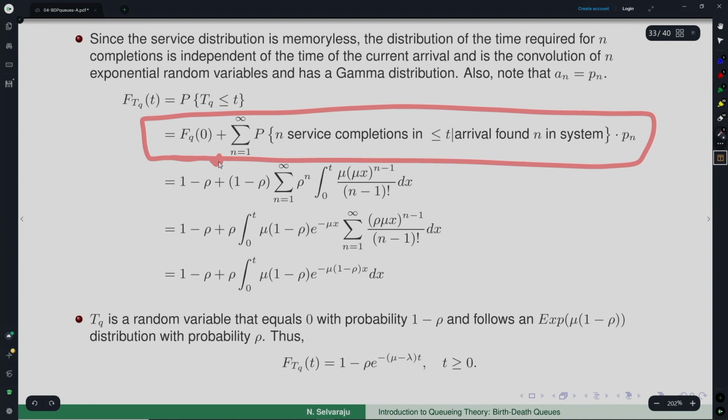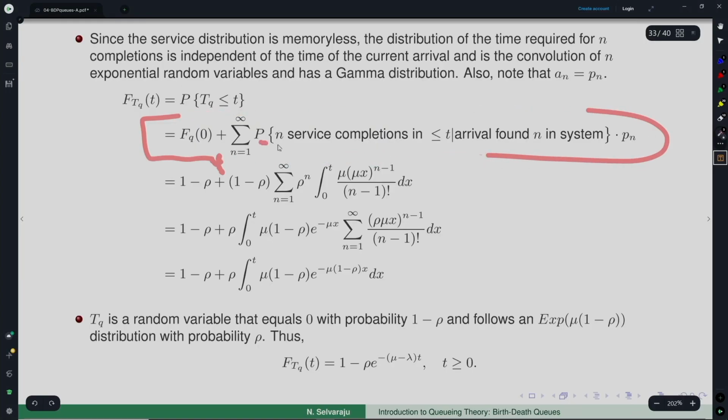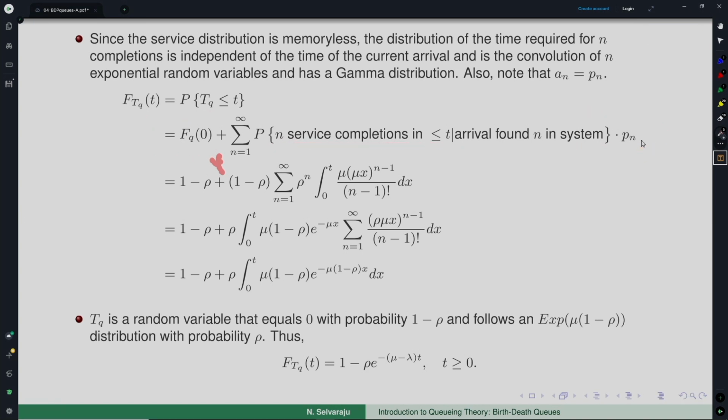So he finds at least 1 in the system, and whatever number that he finds, all their service completions happen by time t, so that he gets into service by time t. That is what you are writing here in this condition. So now you just have to plug in the values.